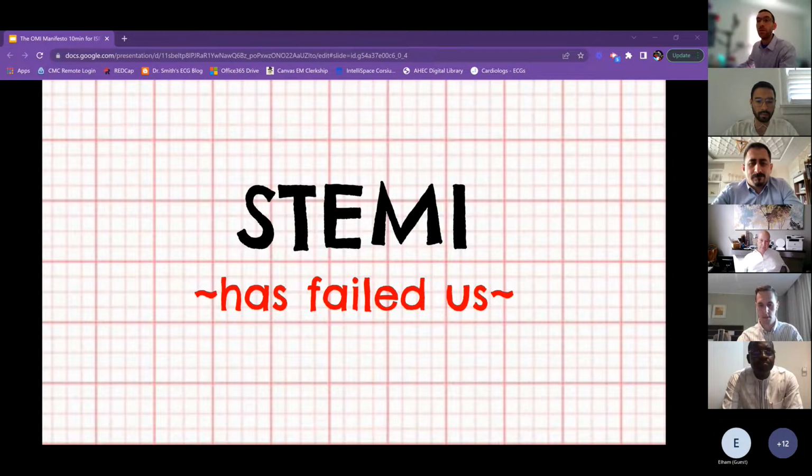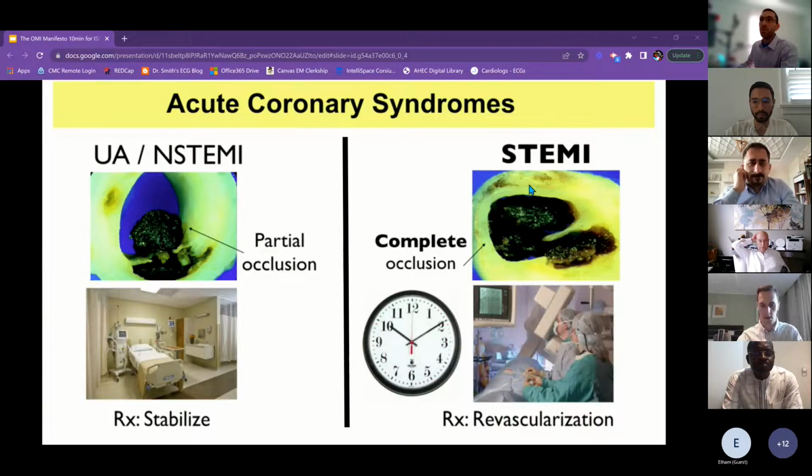STEMI has failed to do its originally intended purpose. STEMI was created to identify patients with acute coronary occlusion causing myocardial infarction so that we can find them easily and do an intervention designed to do nothing other than open up an acutely occluded coronary artery. And STEMI has failed to do this accurately. And yet most of the world still operates under this false assumption that STEMI equals complete occlusion and needs emergent revascularization, whereas NSTEMI equals only partial occlusion and doesn't need emergent revascularization.